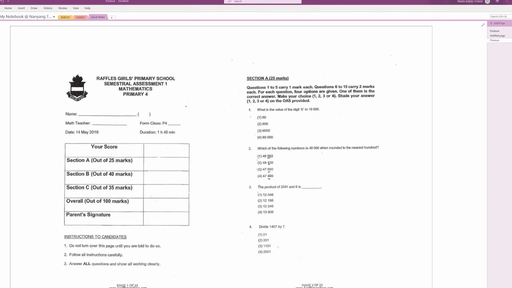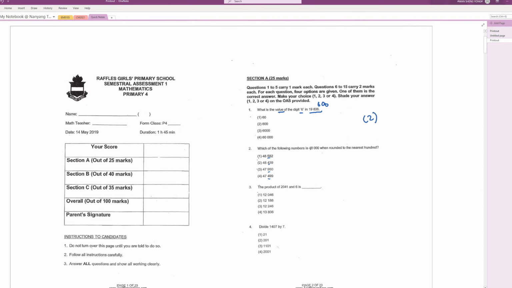Question 1. What is the value of 6 in 19,635? Because 6 is in the hundreds place, it is 600. Therefore the correct answer is number 2.